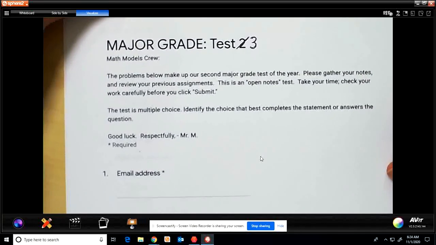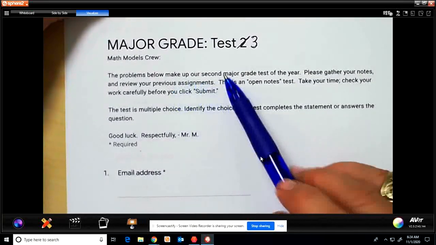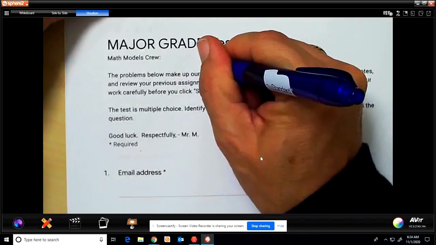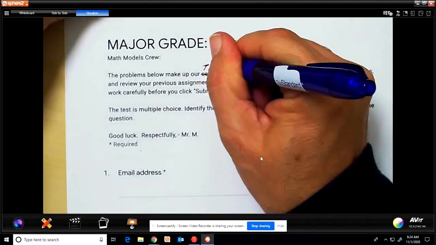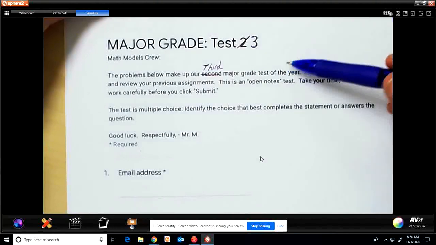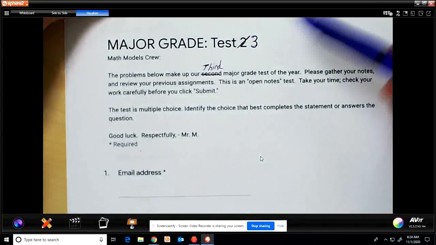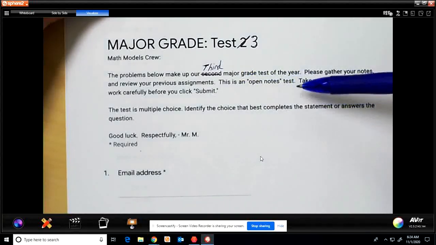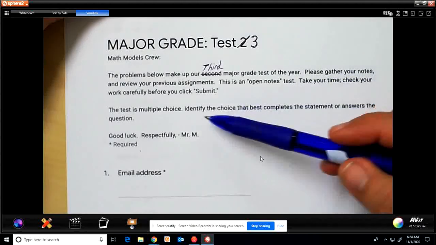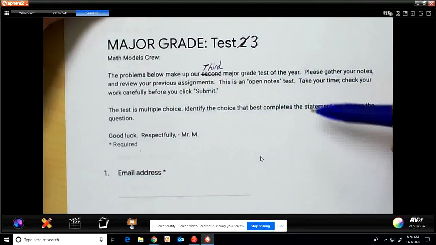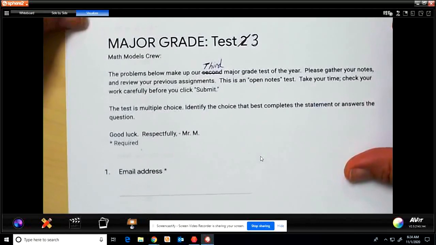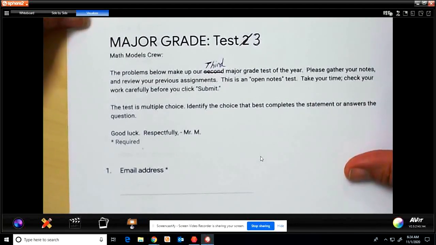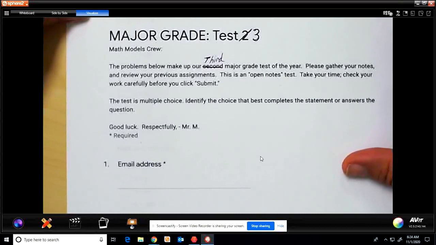Math models crew, the problem below makes up our third major grade test of the year. Please gather your notes and review your previous assignments. This is an open notes test. Take your time, check your work carefully before you click submit. Remember, guys, you can use your notes and this video. You can stop it and start it and rewind it and fast forward it to go at your own speed.